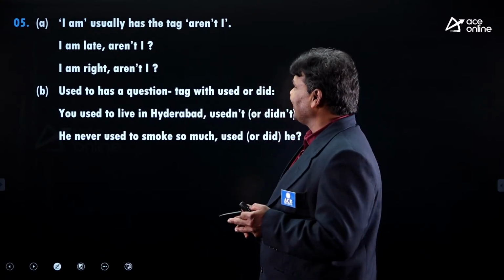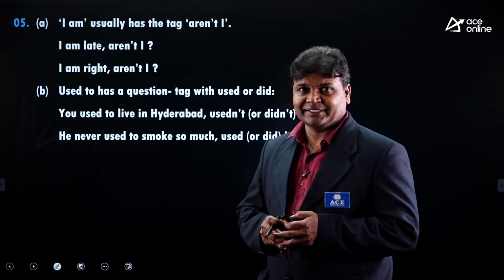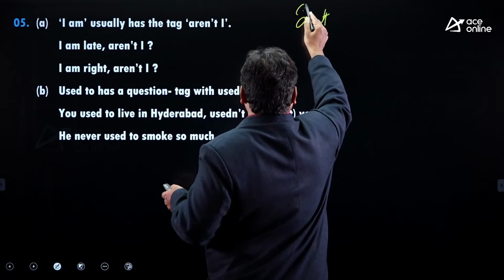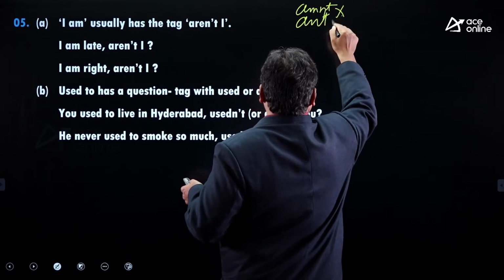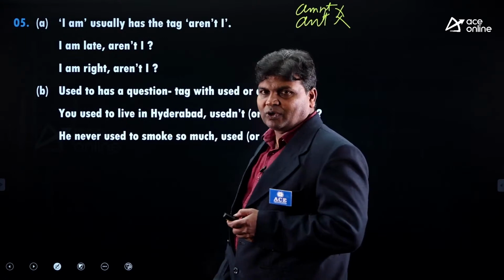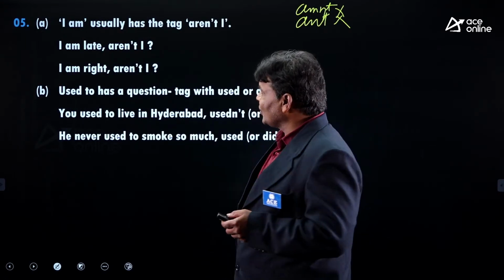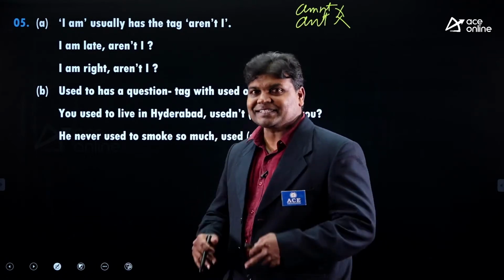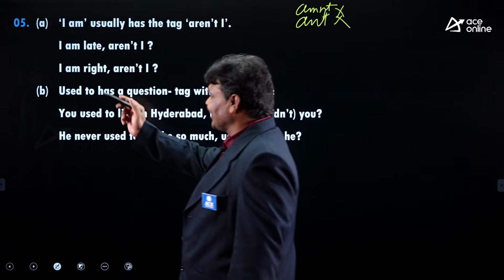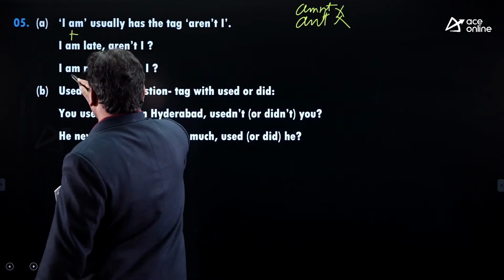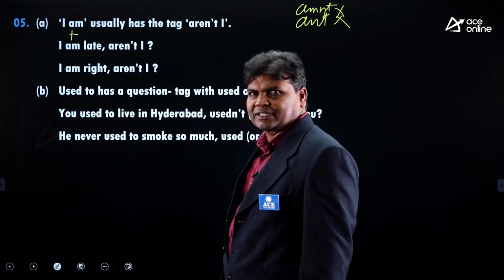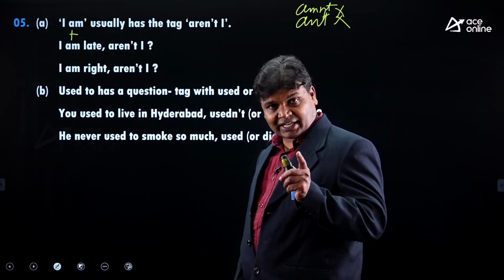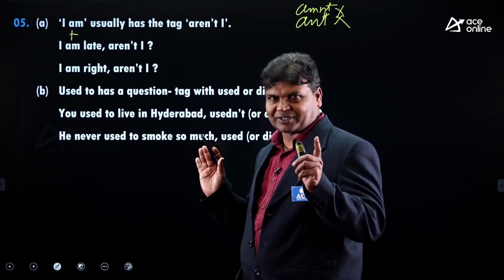Fifth one. I am usually has the tag aren't I. There are no expressions like ain't or amn't. These are all archaic language, old usage of language. So I am usually has the tag aren't I. I am late, aren't I, we should say. Anyway, it is positive. Aren't is plural now. This changes, you have to note, students. So I am late, aren't I? I am right, aren't I? Don't say ain't I, amn't I. We don't have such expressions.